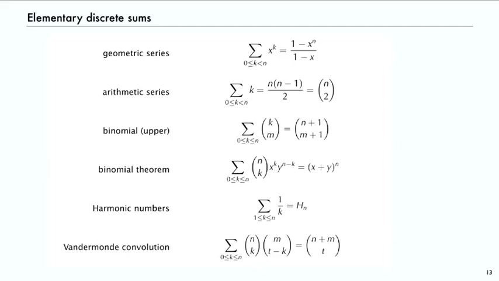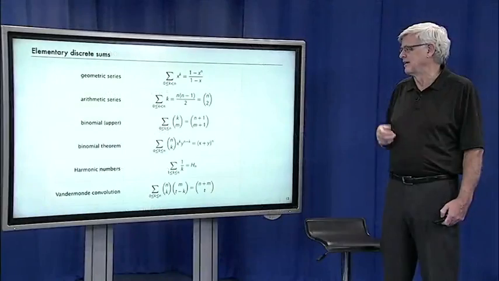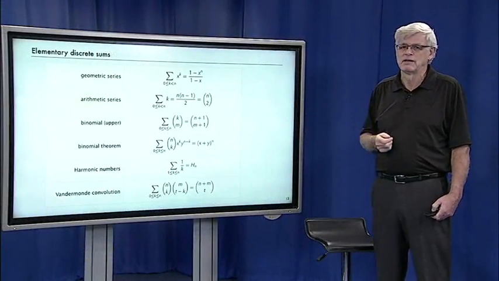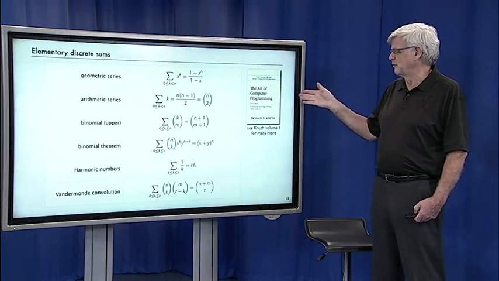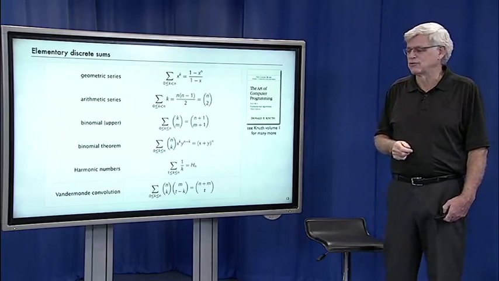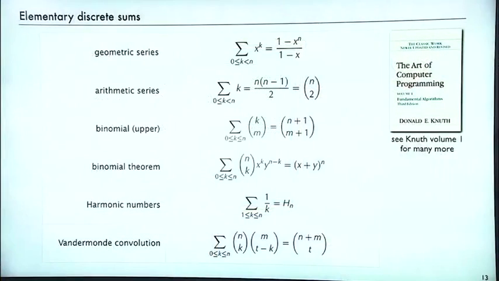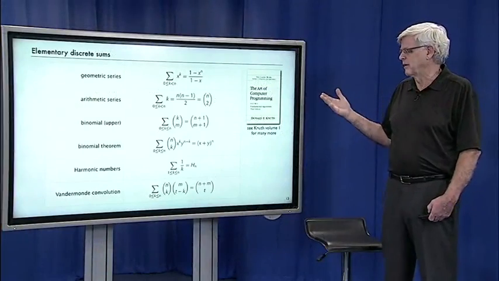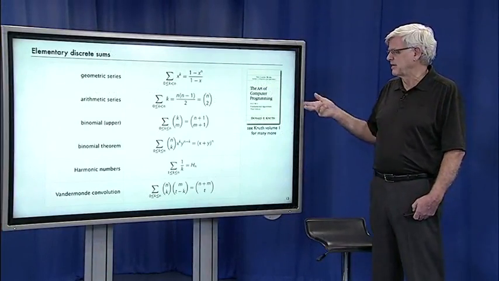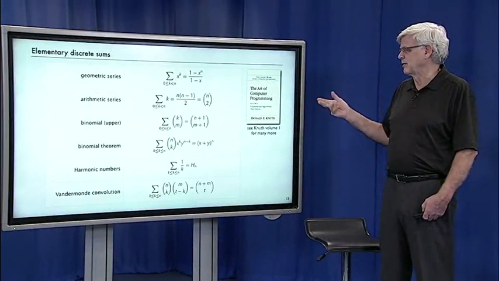Maybe people are familiar with these from some math course or another. And we talk about some of them in the book. But really, if you want to learn about how to do discrete sums, see Knuth Volume 1 or the Graham-Knuth-Patashnik book that's referenced in the text. So from this point on, I'm going to assume at least these and maybe some others that can be easily derived from elementary analysis.